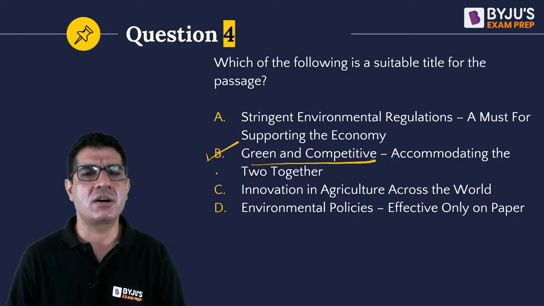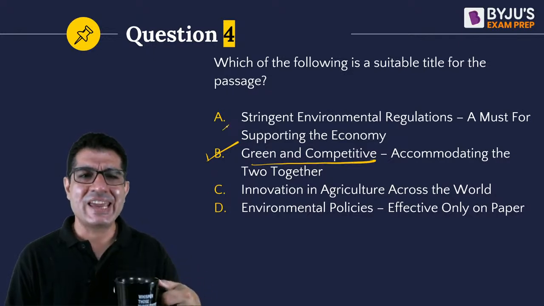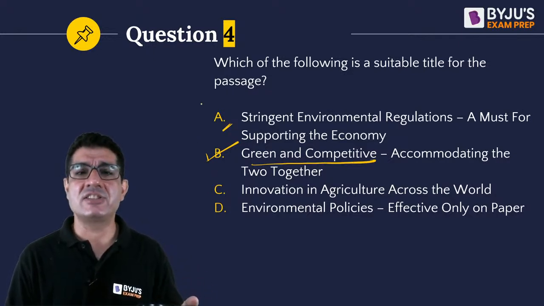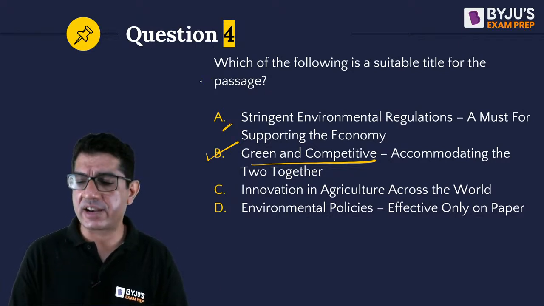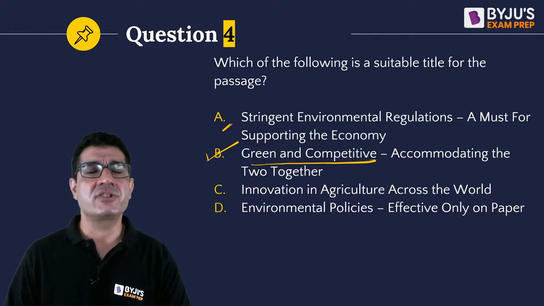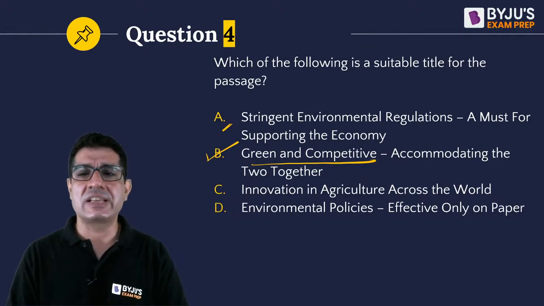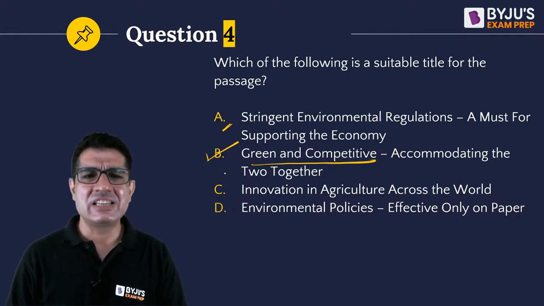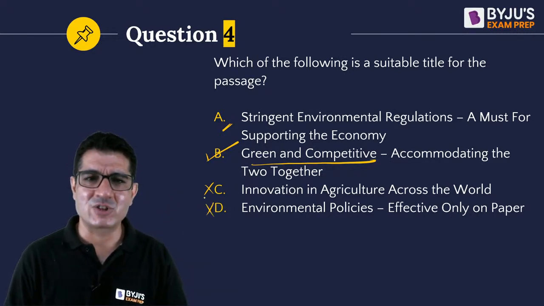Notice green and competitive. So A does not capture the theme correctly. It just talks about the fact that we need stringent environmental regulations. The passage on the other hand talks about the fact that regulations can increase the costs and there is a tug of war where at times it can keep getting rolled back. C is too narrow and D is once again irrelevant to this particular passage.